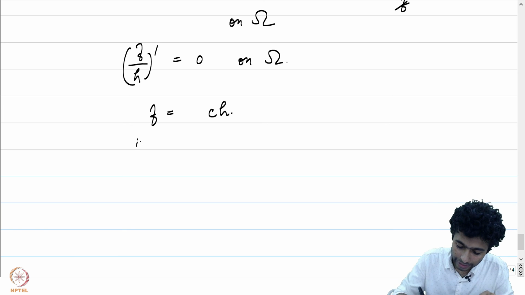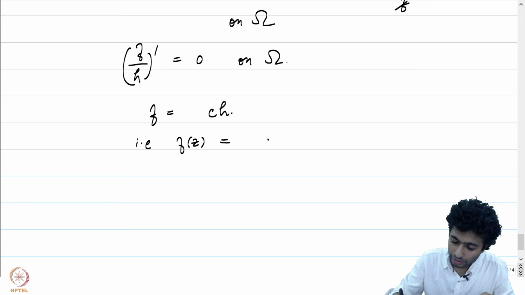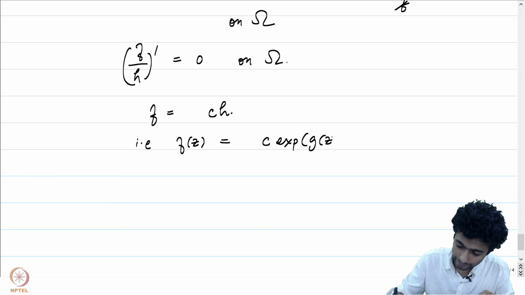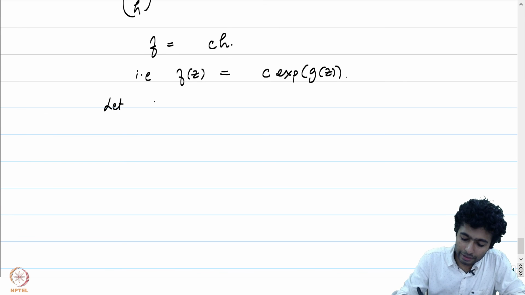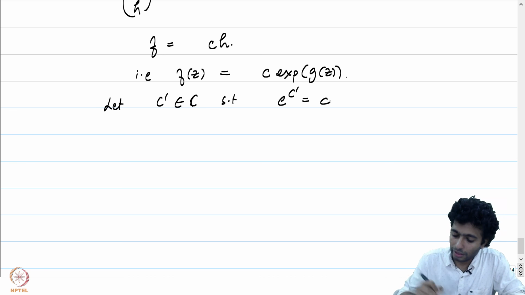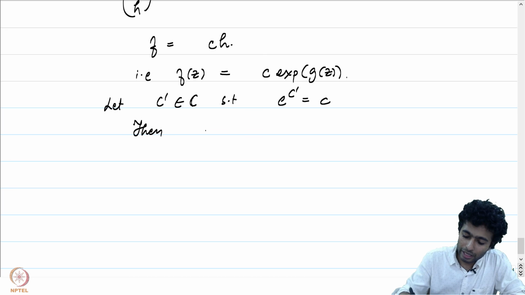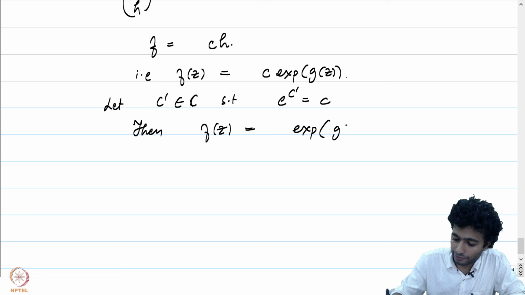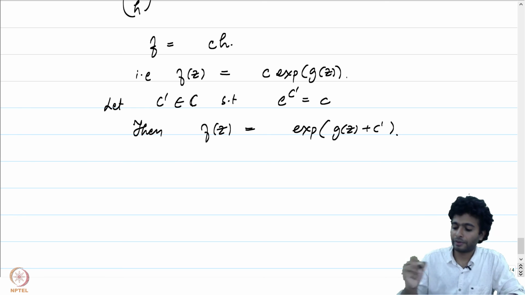That means by elementary calculus we can conclude that f is equal to a constant times h. That is, f of z is equal to c times the exponential of g of z. Let c prime be some number such that e to the power c prime is equal to c, then we have f of z is equal to the exponential of g of z plus c prime.